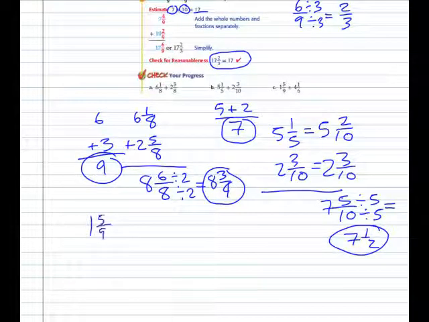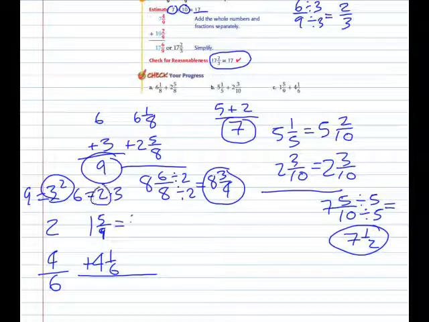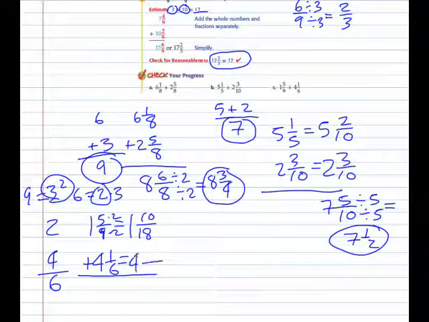1 5/9 in example C, plus 4 1/6. Again, we'll estimate here, we're going to round this up to 2 and this down to 4, so we get an estimate of about 6. We have unlike denominators. The prime factorization of 9 is 3 squared. The prime factorization of 6 is 2 times 3. So we're going to use these two 3's and this 2, which gives us a common denominator, lowest common denominator of 18. 5/9 becomes 10/18 by multiplying by 2 here and 2 here.